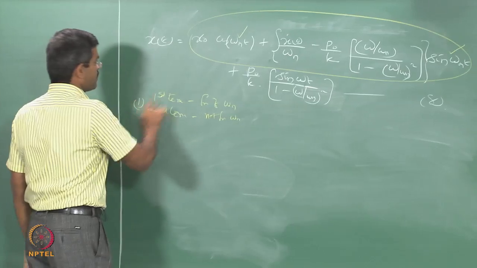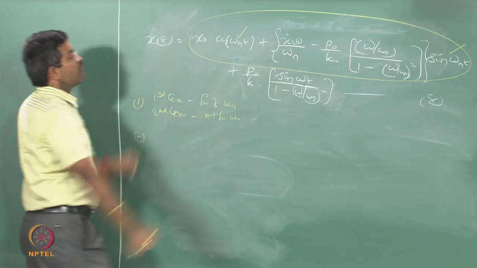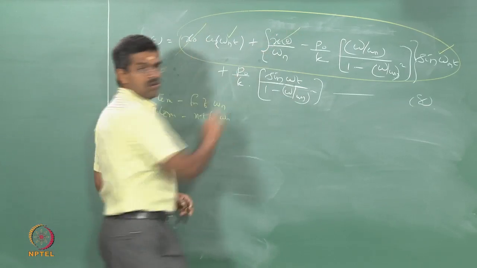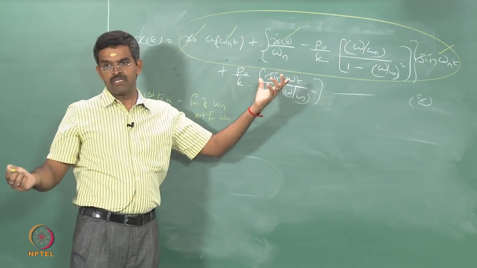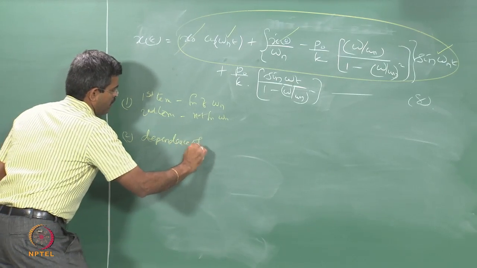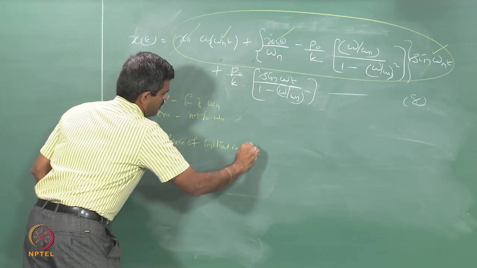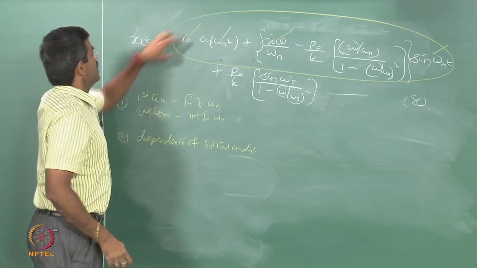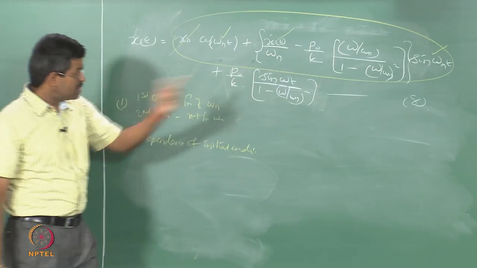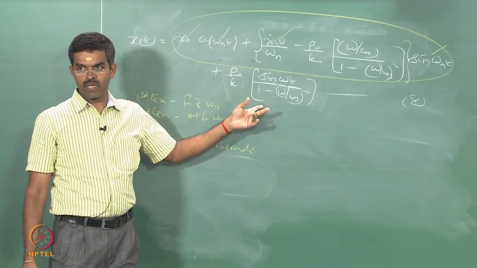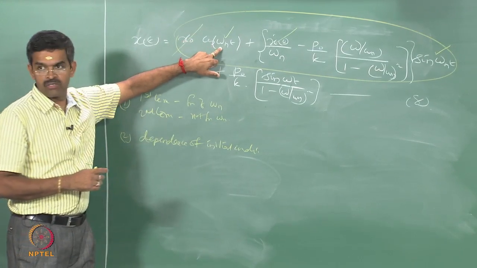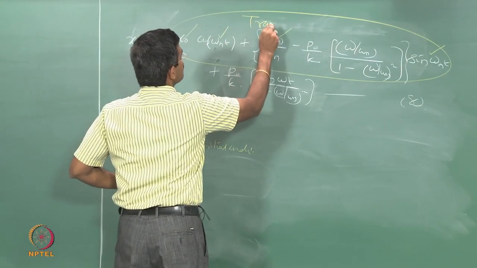That is the first observation I have. The second observation is that the first term depends on the initial conditions x naught and x dot naught. The second term does not have initial condition dependence. Suppose I say initially x naught and x dot naught are 0, the first term will not exist, but the second term will always exist. The one which is dependent on initial conditions and is a function of the natural frequency of the system is called transient vibration.